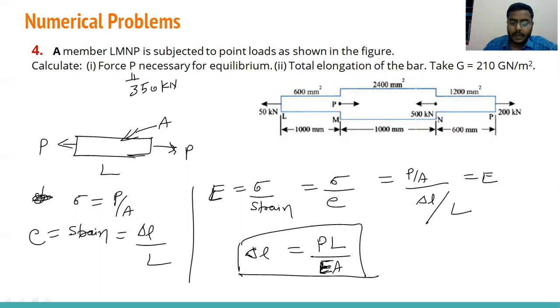So for every bar, when you want to calculate a change in length, you need to apply this formula, where P is the force. It can be a pulling force or pushing force, L is length, E is the Young's modulus, and A is the cross section area. PL divided by EA. So we'll use this formula.